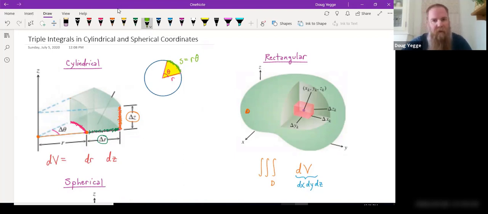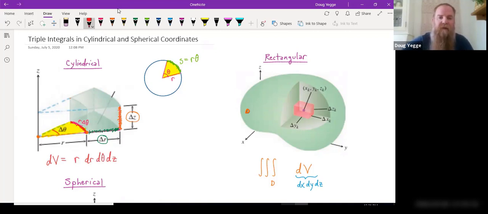Now if we look at it here in terms of this wedge, it's really the same general idea. It's just that r is still going to be r, but now theta is the change in theta. So this piece right here is simply going to be r times delta theta. Therefore, the volume is simply going to be r times dr times d theta times dz.